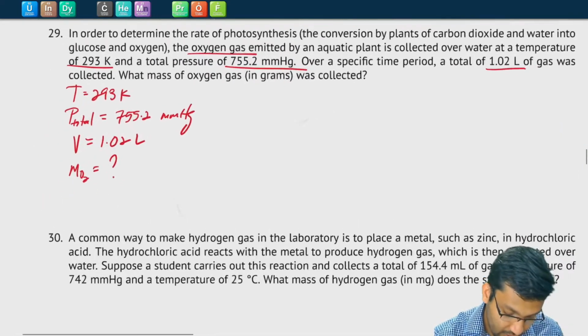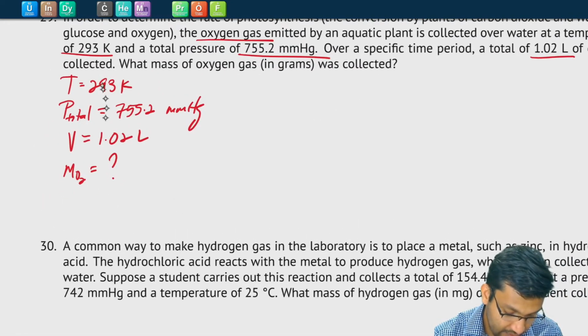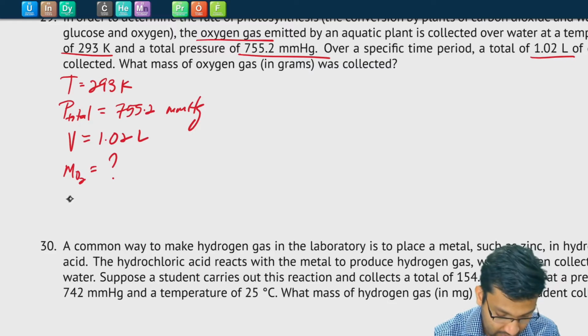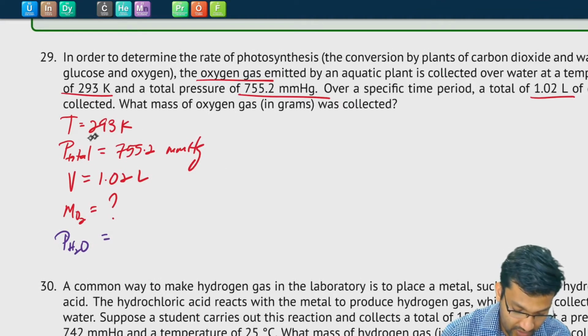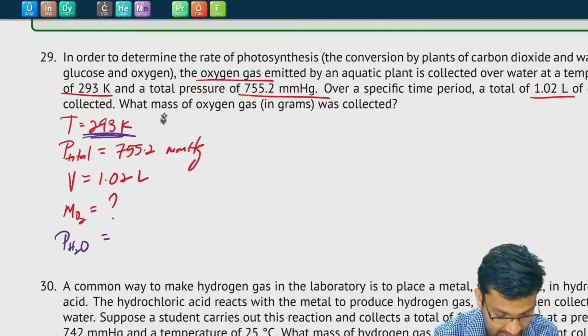Okay, so this is the total pressure. We know the temperature, the volume. We need to find the mass. Now we know that there's also a partial pressure of water in this experiment, so all we need to do is figure out what the partial pressure of water is at this temperature.